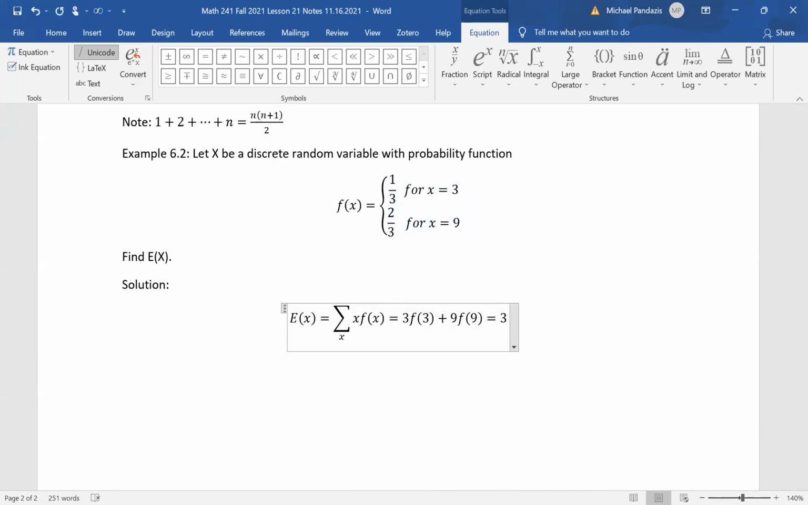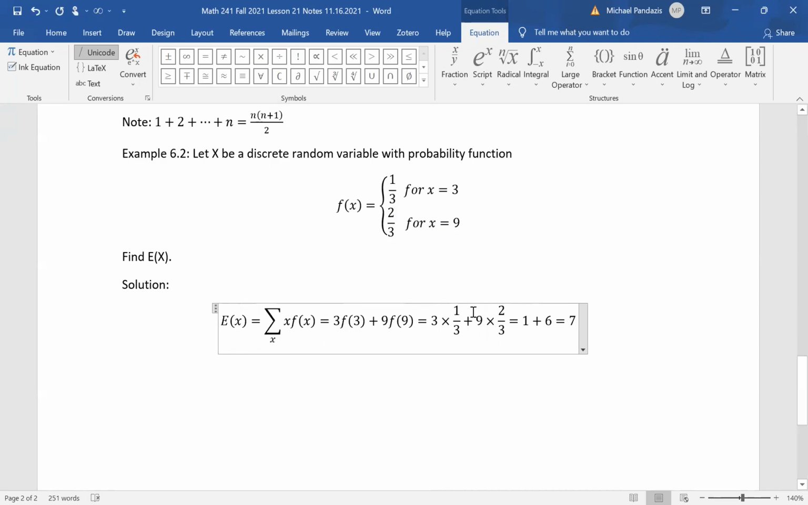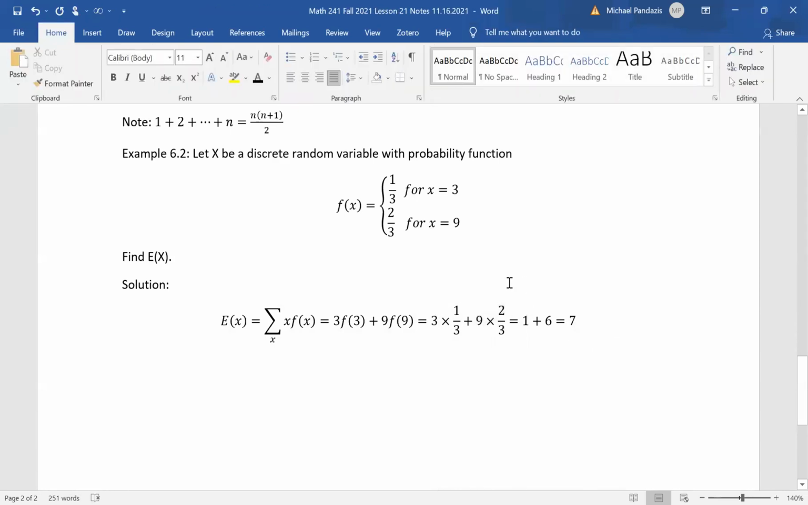So this is equal to 3 times the probability x equals 3, which is 1/3, plus 9 times f of 9, and f of 9 is 2/3. So this is equal to 1 plus 6, which is 7. 9 times 2/3 is 6, and 3 times 1/3 is 1. So 1 plus 6 is 7. The expected value of this discrete random variable is 7.